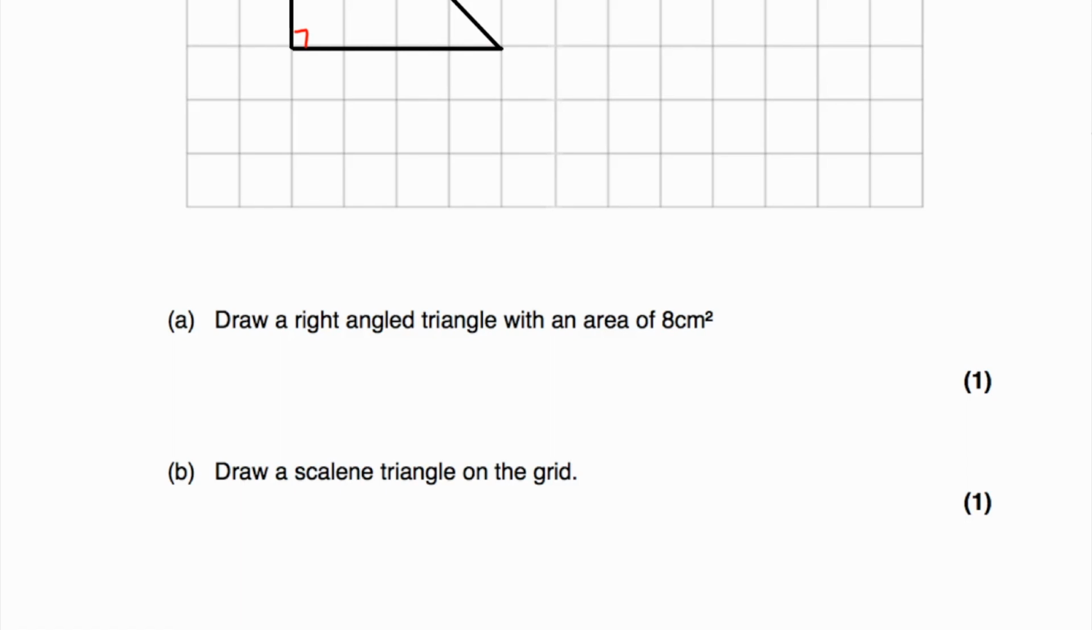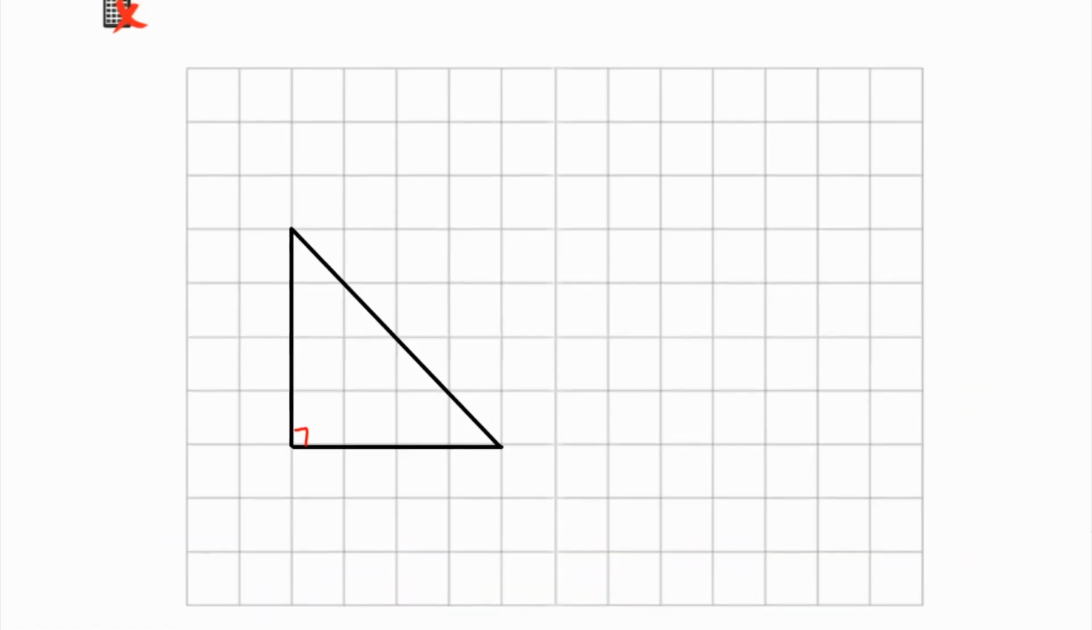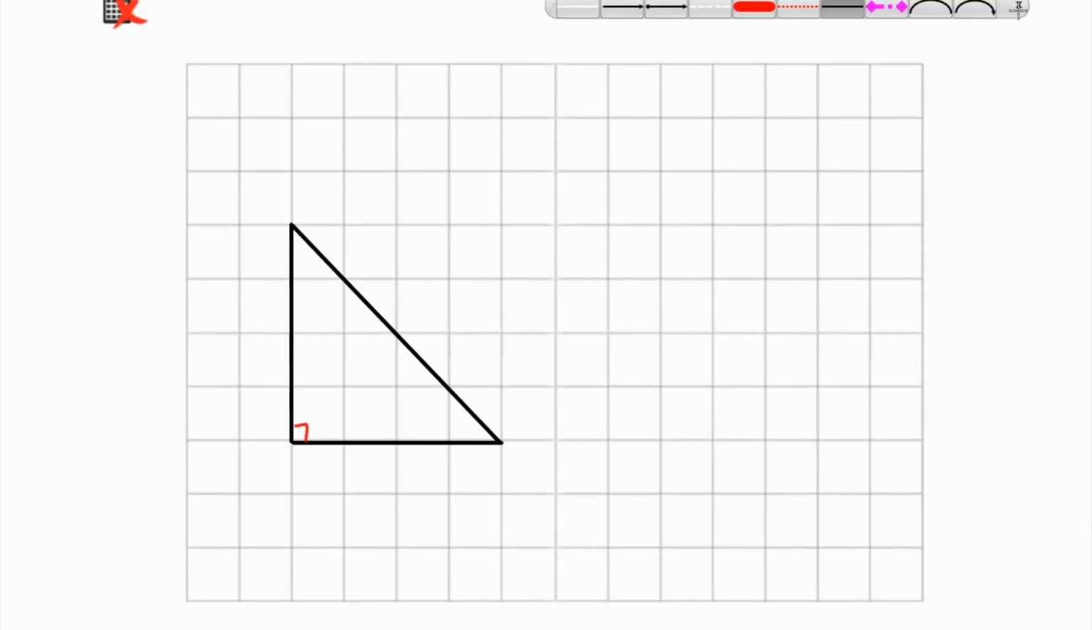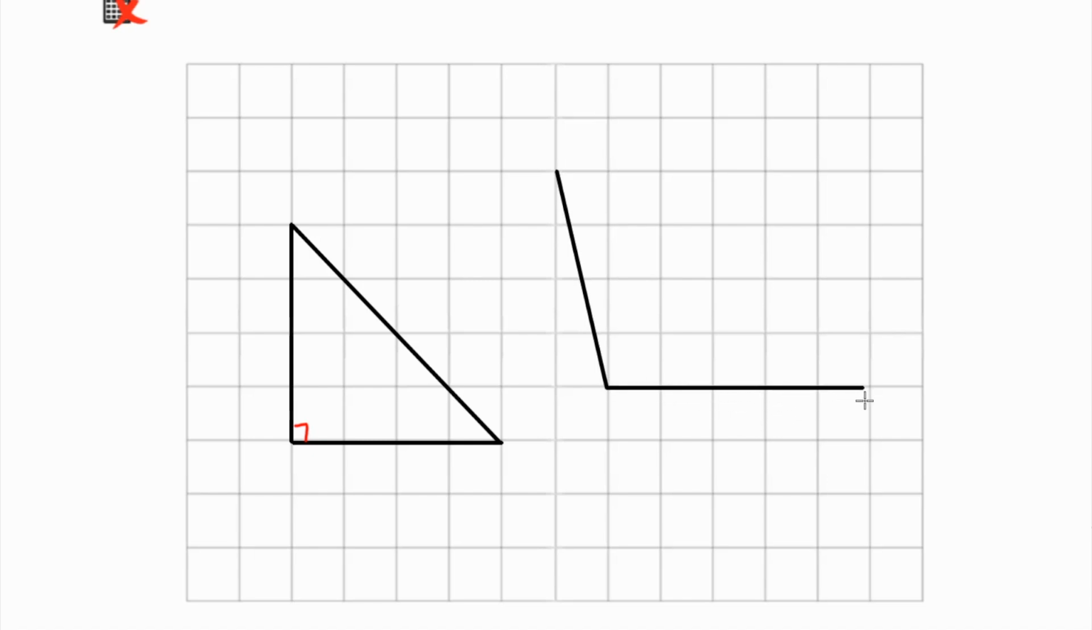Okay, and part B. Part B says draw a scalene triangle on the grid, so we can draw any scalene triangle on the grid. Now remember, in a scalene triangle none of the angles are the same and none of the sides have the same length, so there are loads of different options you could draw here. I'm going to draw something that looks like this, so I'm going to go across like so, go across to there and go across like that. That would be a scalene triangle. None of those three angles have got the same size, and the three lengths are all different as well.